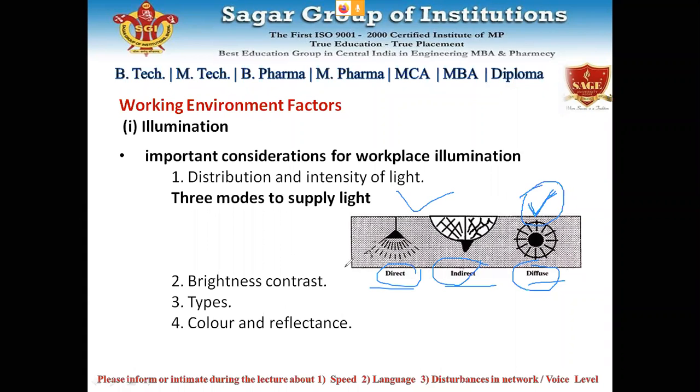Another thing is brightness contrast. Next are the types, and the fourth one is color and reflection. So the first one is distribution and intensity of light. We know natural light or daylight is the source, but if it gets distributed either directly or indirectly, we have to resort to artificial lighting, definitely.